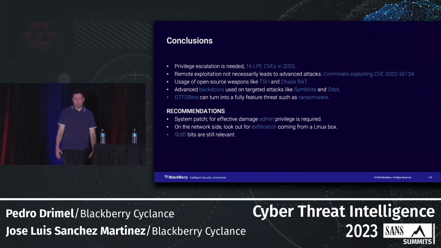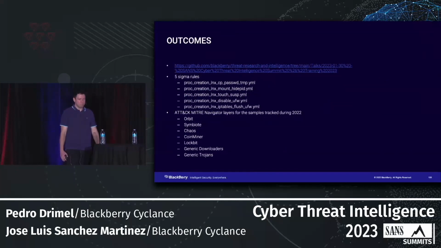And for recommendations, like I mentioned, system patching is one interesting one. On the network side, do not underestimate Linux traffic, as we've seen, like DNS traffic coming from them. And yeah, SUID bits are still relevant. Most of the attacks we've seen still use SUID bits for escalation. So that's something to check in the system, of course.